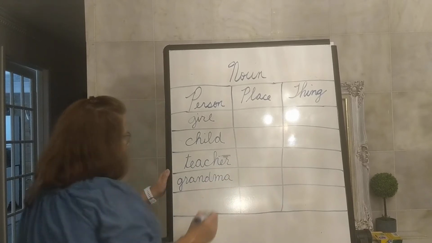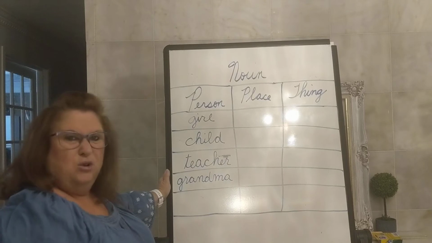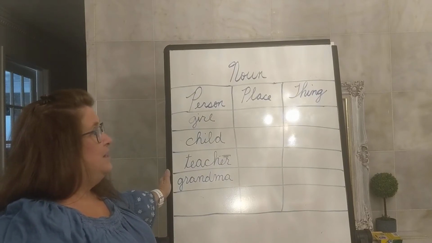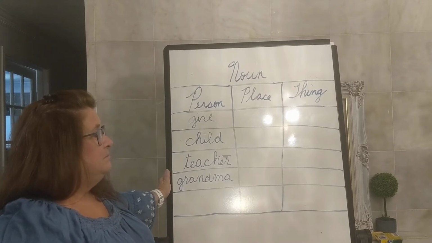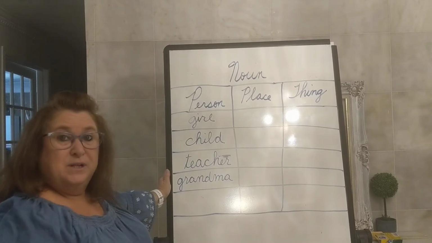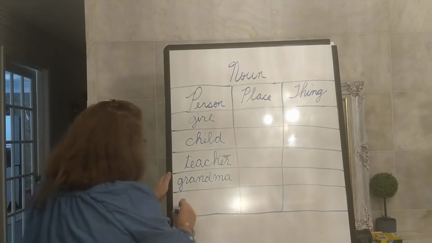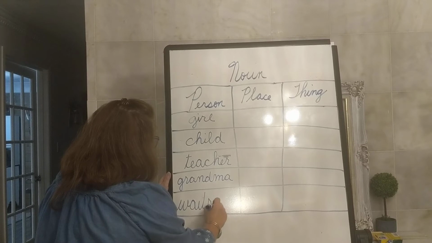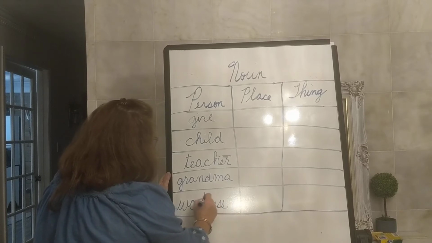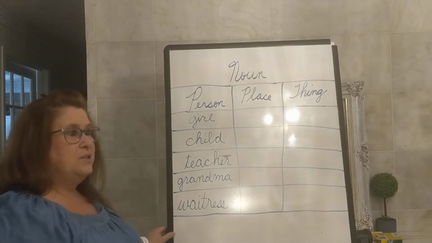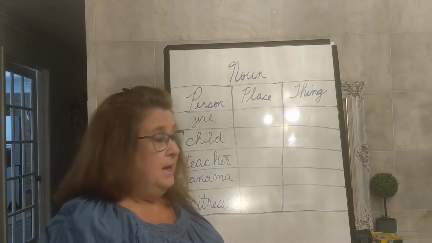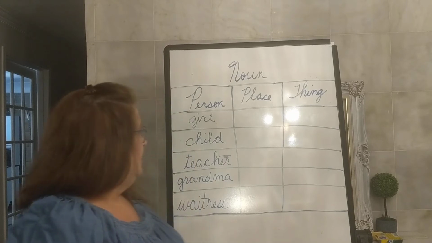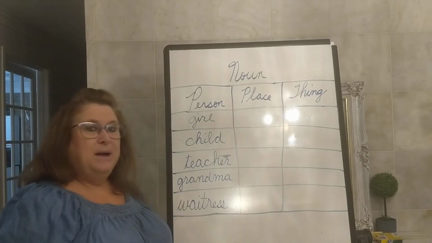What about a dog? No, that's not a person. What about a waitress? Is a waitress a person? Sure. So anything that is a person, any form of a person, whether it would be a brother or a sister or a pastor or the checkout lady in the grocery store, whether it would be anything that is a person is a noun.